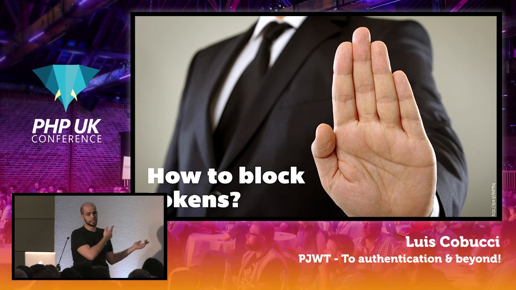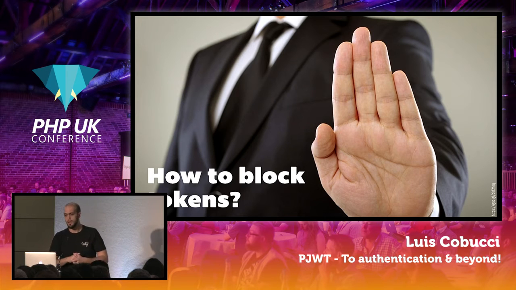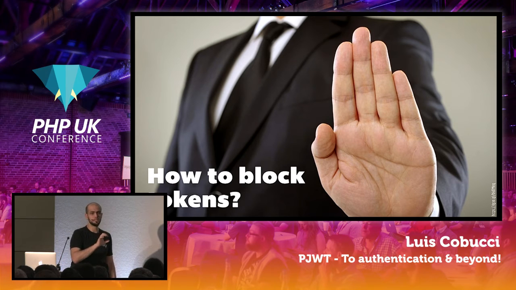You can also create, using the library that I've shown, a custom constraint to see, okay, is this token ID in my blacklist or not?